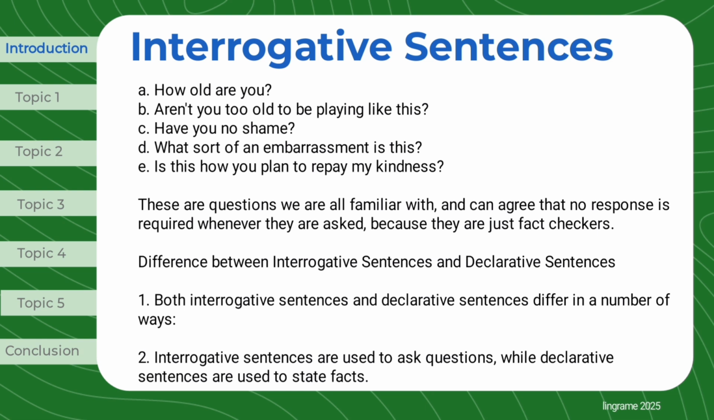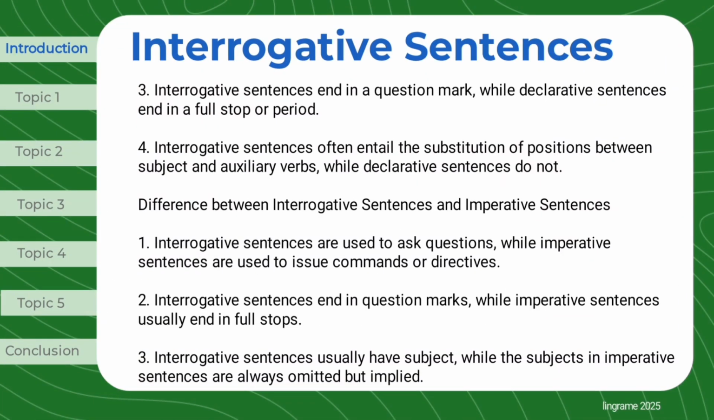Difference between interrogative sentences and declarative sentences. Both interrogative sentences and declarative sentences differ in a number of ways. Interrogative sentences are used to ask questions, while declarative sentences are used to state facts. Interrogative sentences end in a question mark, while declarative sentences end in a full stop or period. Interrogative sentences often entail the substitution of positions between subject and auxiliary verbs, while declarative sentences do not.